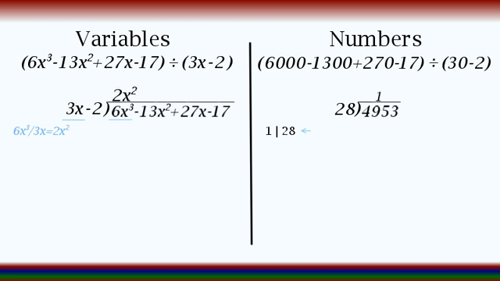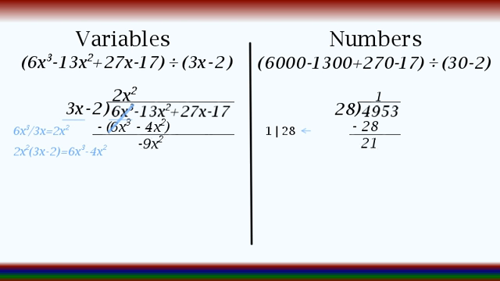Now we multiply that 2x squared by 3x minus 2, and that'll give us 6x cubed minus 4x squared. We're going to subtract that under the division house. The 6x cubed cancels, and we have minus 13x squared minus 4x squared, giving us minus 9x squared. And then carry through the plus 27x minus 17. Then we start the cycle over.